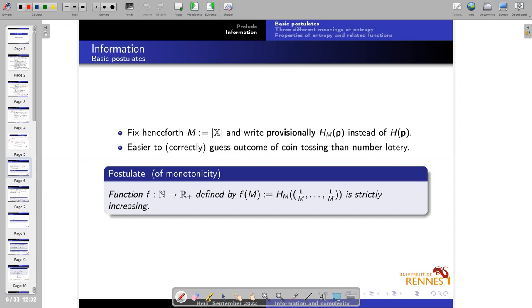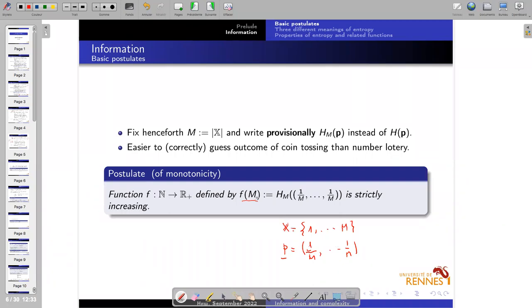And so a very natural postulate will be the postulate of monotonicity. If I denote Fm to be the uncertainty over a set of cardinality m, and I use the vector 1 over m for every x. So x here will be 1 up to m, so it has cardinality m, and the probability vector I take is just the uniform vector, so every outcome has probability 1 over m to occur. So that's the notation here. And so I am considering the average of the uncertainty in this situation. This will be a function only of m.